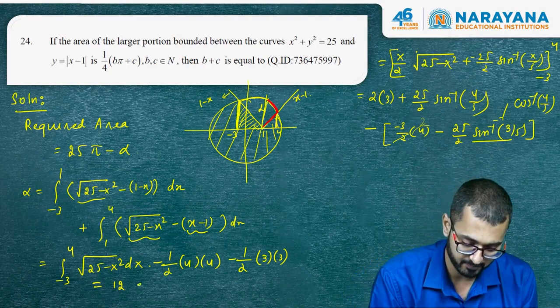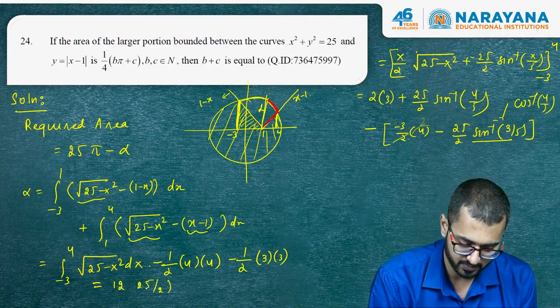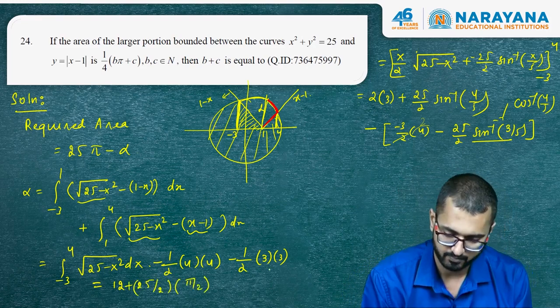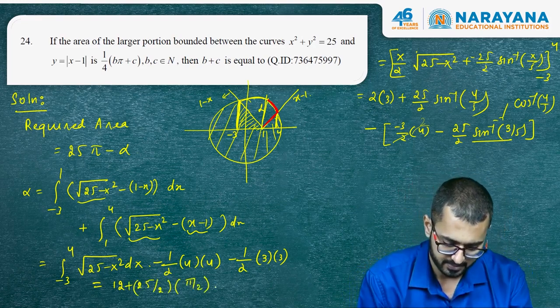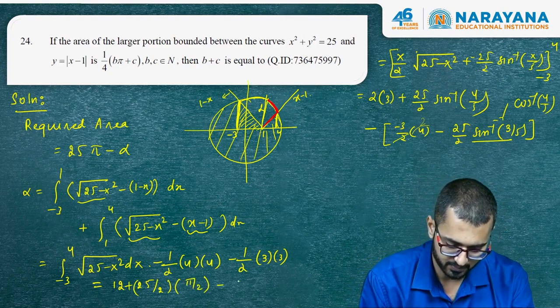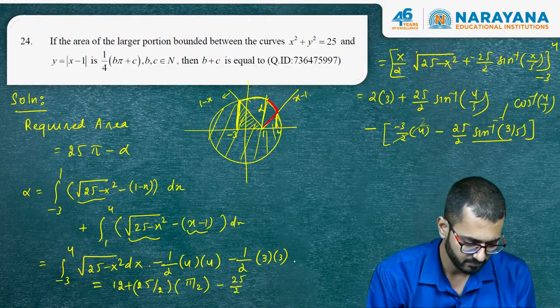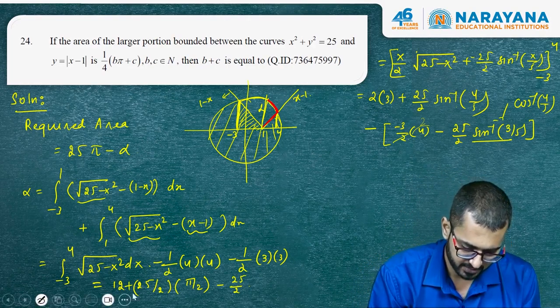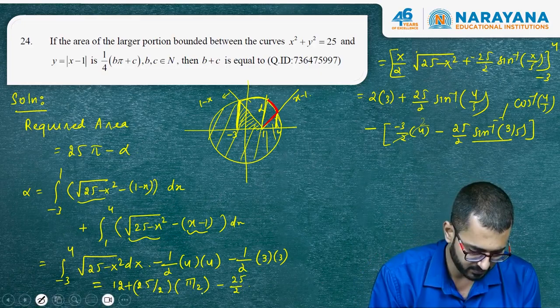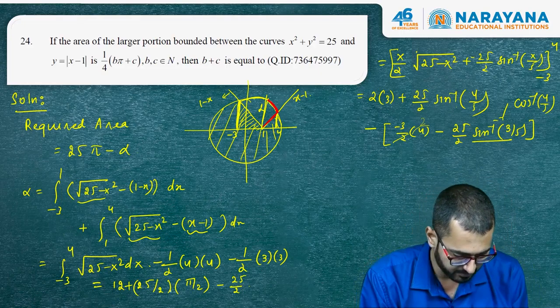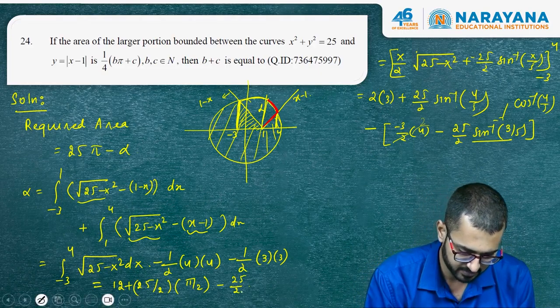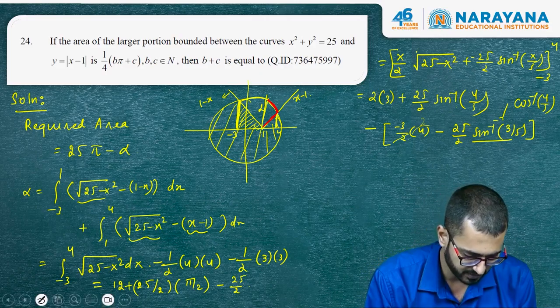So I'll be getting 25 by 2 into pi by 2, right? And then minus 16 by 2 minus 9 by 2, so minus 25 by 2. So I'll be getting 25 by 2 times pi by 2, so 25 pi by 4 plus, and then 12 minus 25 by 2.